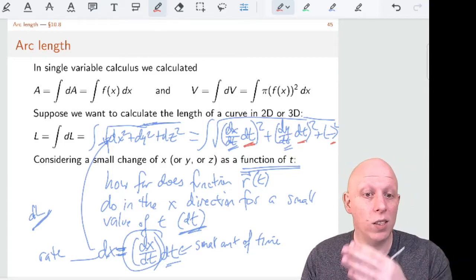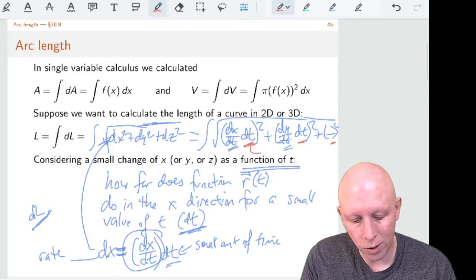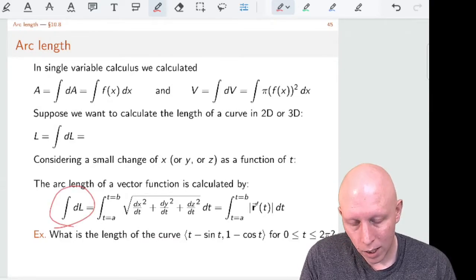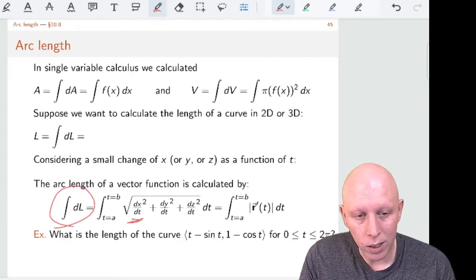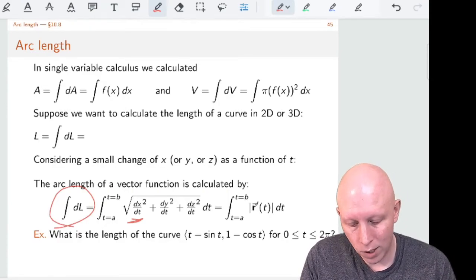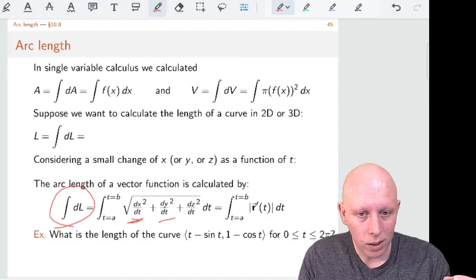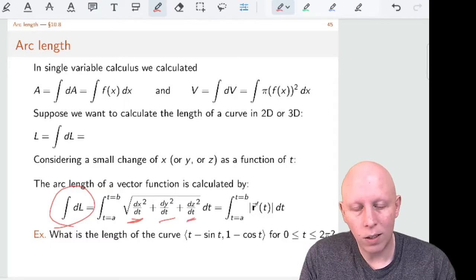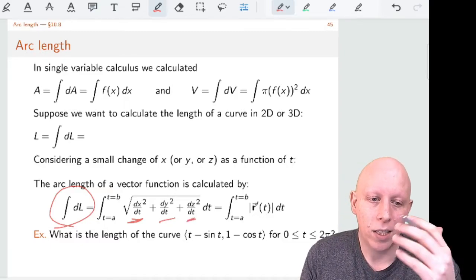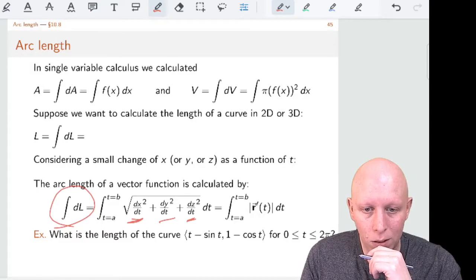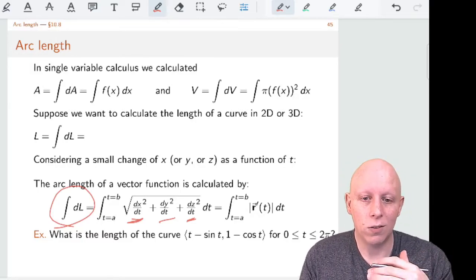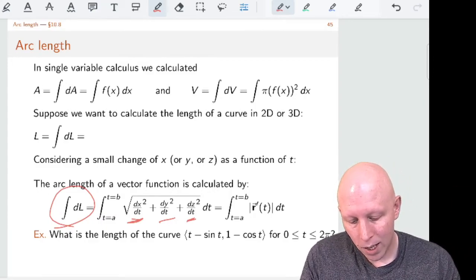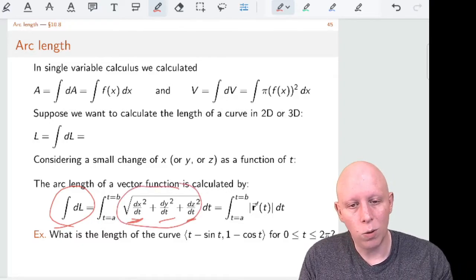And so putting this all together, if we take this dt and factor it out, then the arc length formula is going to be the rate of change in the x direction as a function of t squared, plus the rate of change in the y direction as a function of t squared, plus the rate of change of z as a function of t squared. All of that, the square root of that, times dt. And this is what you'd have to calculate if you want to go in and compute it.